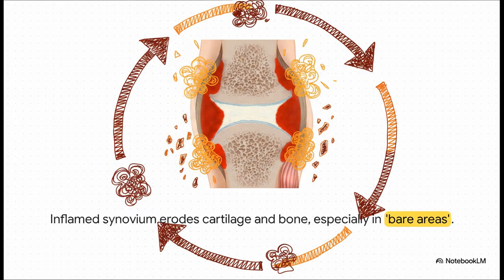And this swollen tissue is aggressive. It starts pumping out these enzymes that literally eat away at the cartilage and bone. The damage often kicks off in what we call bare areas. These are little spots inside the joint where the bone isn't protected by cartilage. They're vulnerable. And of course, all this destruction just creates more inflammation, which leads to more destruction. It's a truly vicious cycle.